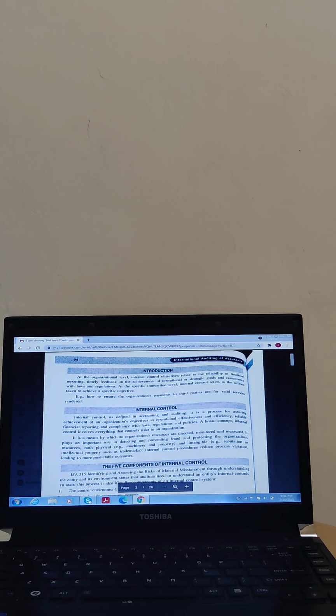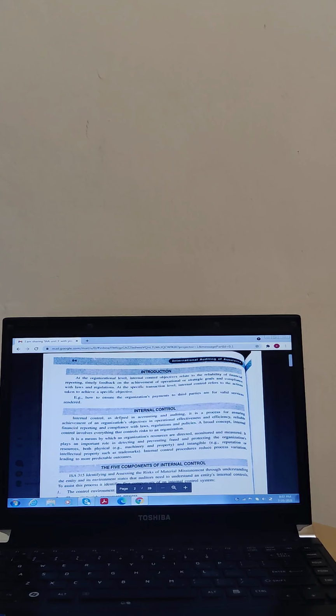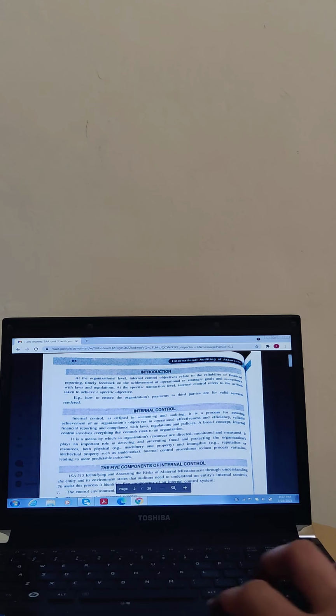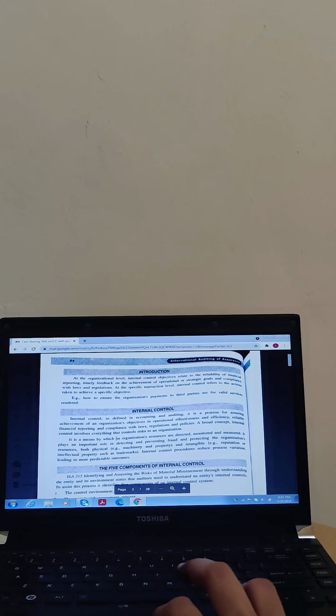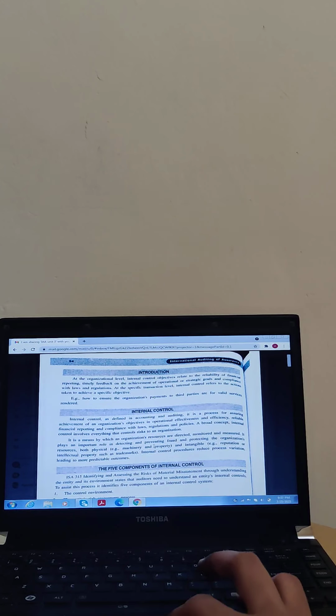Internal control, as per accounting and auditing, refers to the process for assuring achievement of an organization's objectives in operations effectiveness and efficiency. It also helps in achieving reliability in financial reporting, as well as complying with all the rules, regulations and policies. Basically, internal control is a broad concept which involves everything about the organization. It also includes how the organization controls its risk.